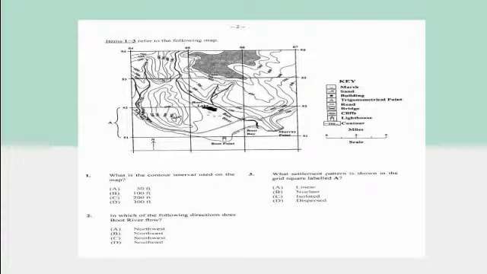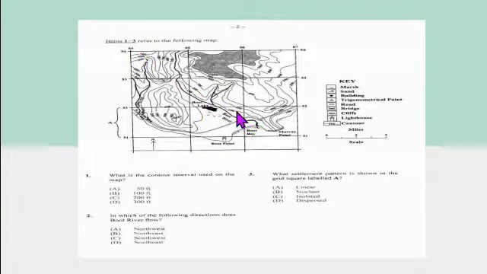For 2, in which of the following directions does Boot River flow? So we have Boot River here. To find out the direction in which a river is flowing, you have to find the mouth. Once you find the mouth, at least you know where the river is ending. So you are able to follow the river to see where the river is coming from. So, Boot River is here.